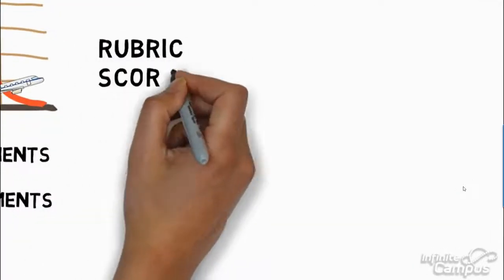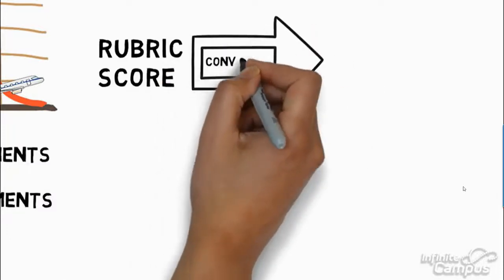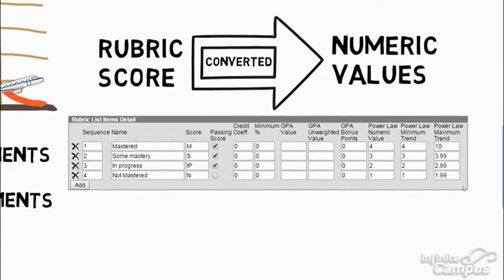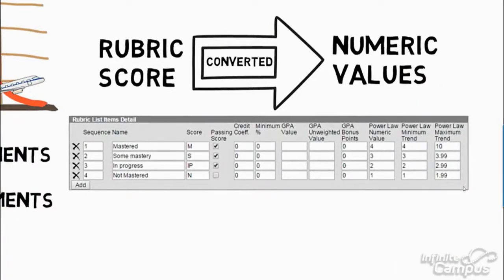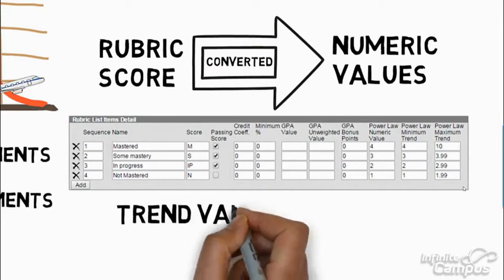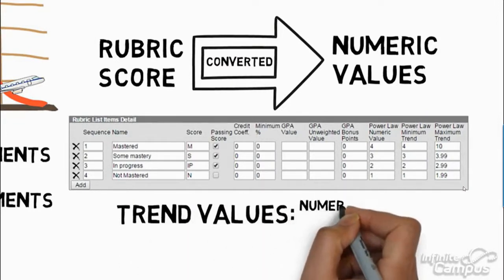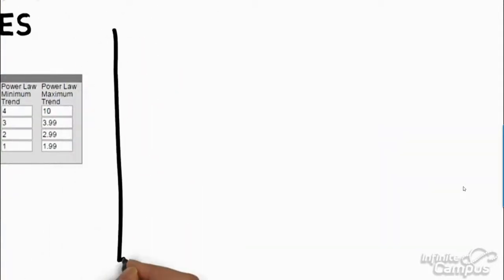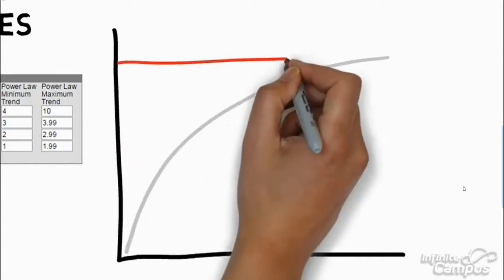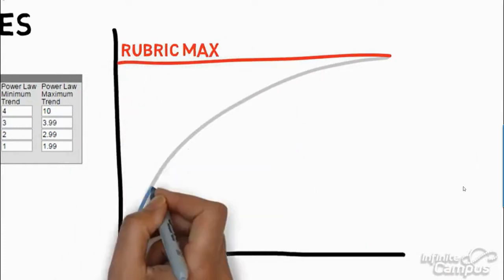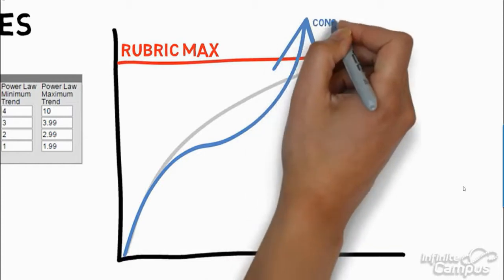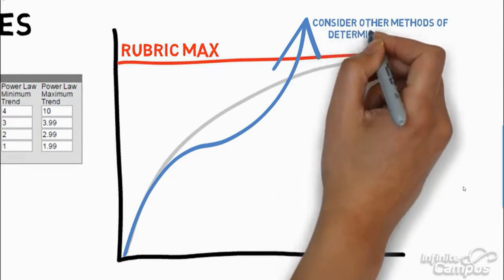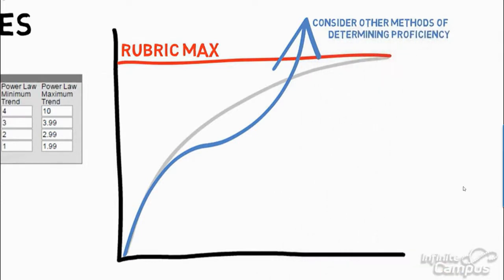In order to calculate the power law trend, the rubric score is converted to a numeric value. The district or school defines the numeric value used in the power law calculation as part of the setup in Campus for the rubric. Since the trend value shows student proficiency and is the result of the power law calculation, it isn't capped to match the highest score on the associated rubric. But a proficiency estimate that is too high, well above the maximum rubric value, may indicate the power law curve is being skewed, either due to an insufficient number of assignments or other factors. If this is the case, the power law method may not be the best indicator of the student's proficiency.